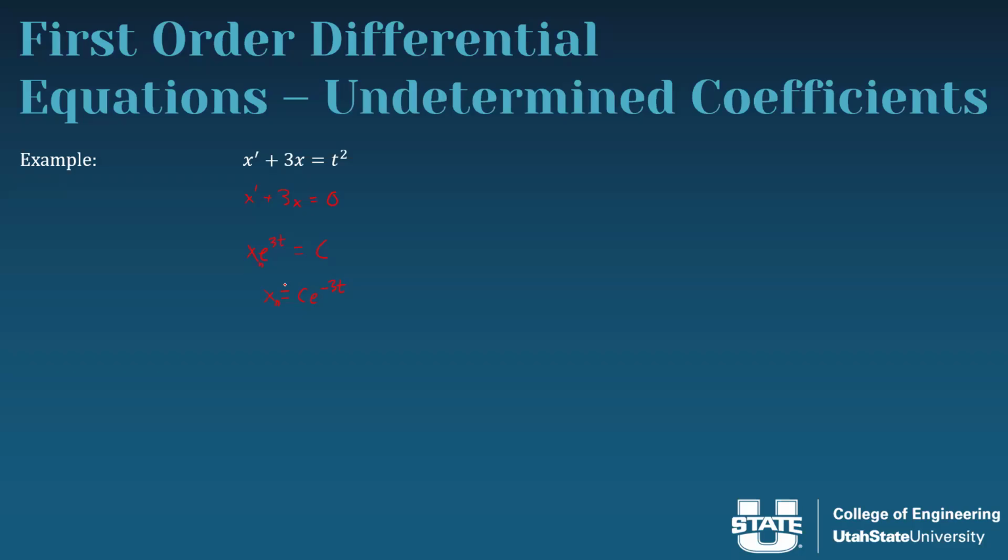When we solve this differential equation, we know that the particular solution is going to resemble the forcing function. Because the forcing function is t squared, we know that our particular solution is going to look something like this. It's going to be a quadratic. So think a t squared plus b t plus c.